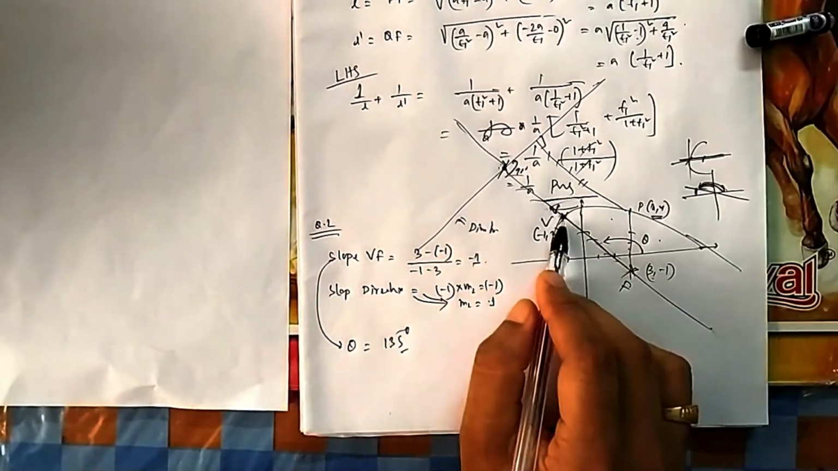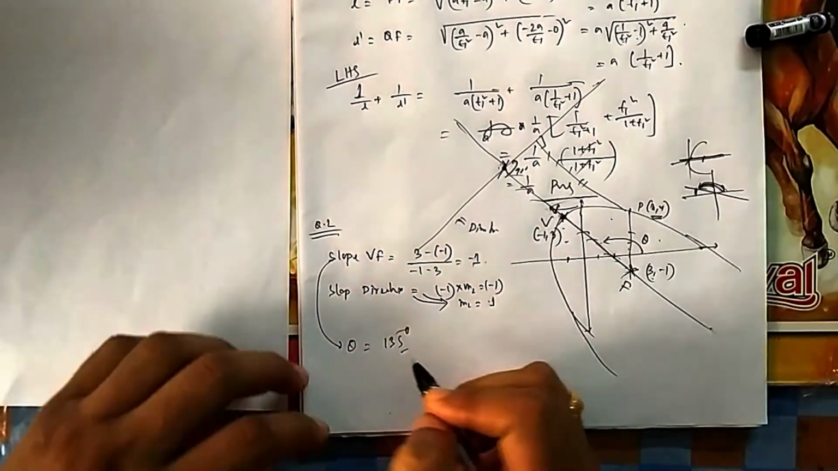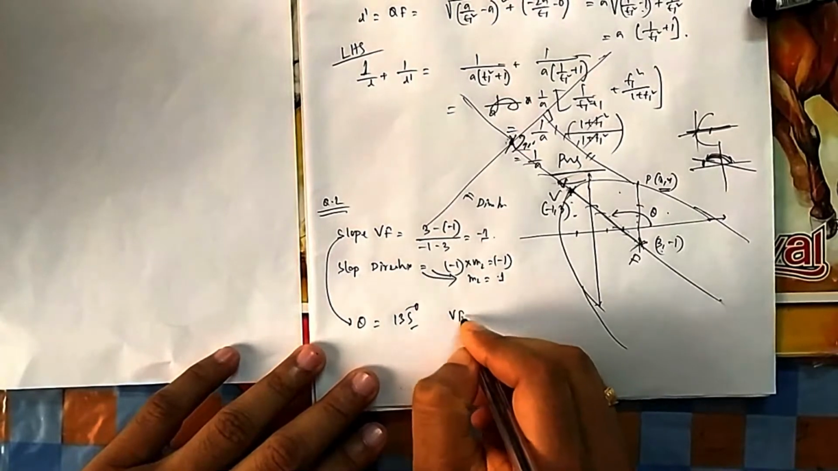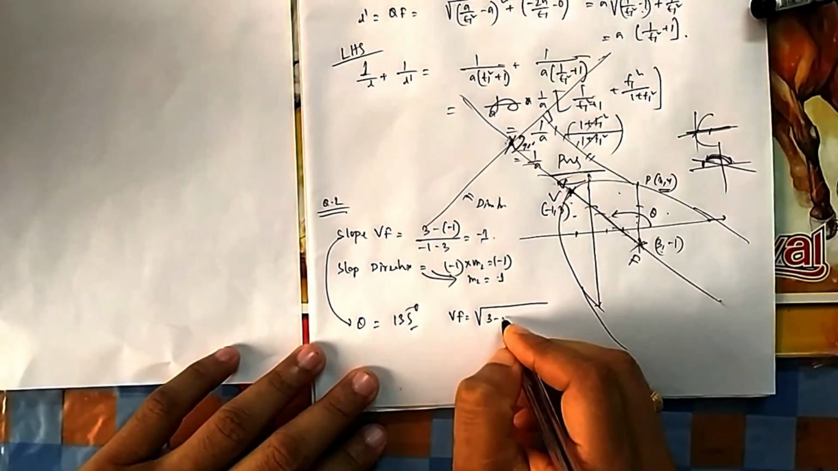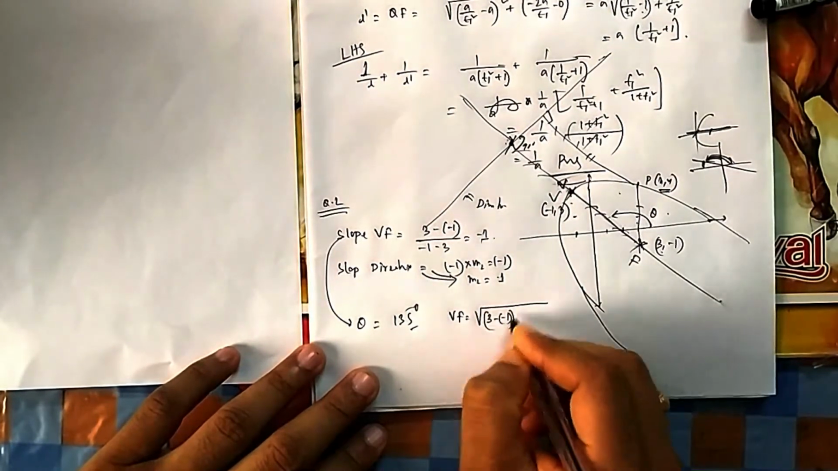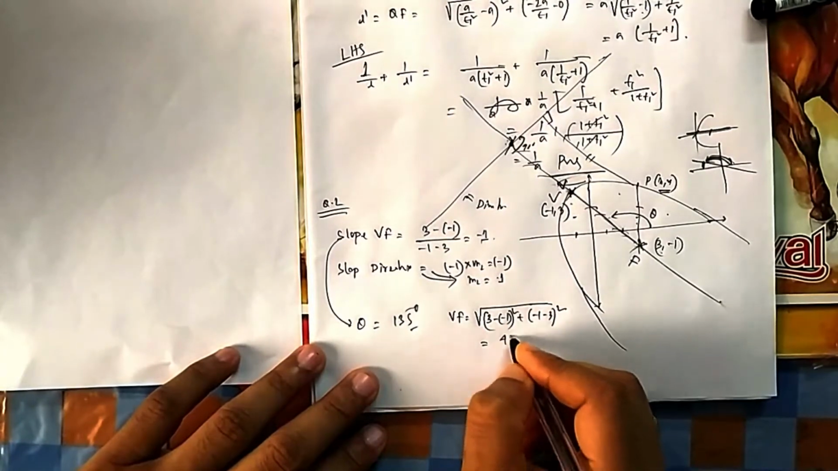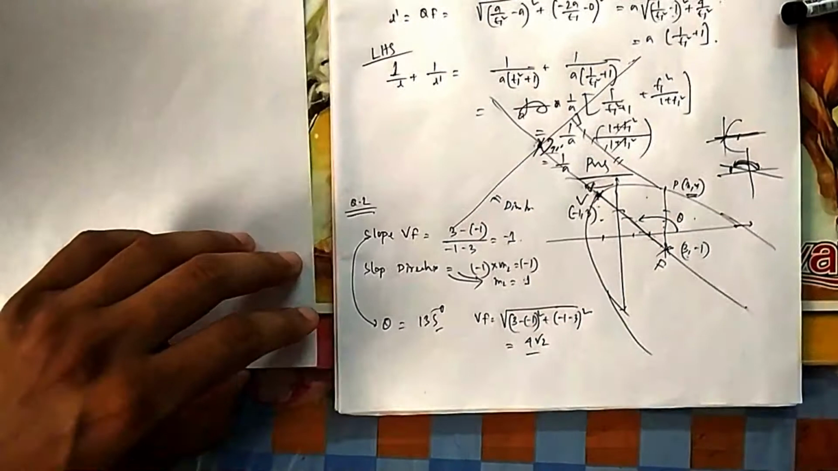It is a parabola. The distance between vertex and focus and vertex and directrix should be equal. This one we have studied in parabola properties. So what will be the BF length? (3 minus -1) whole square, then (-1 minus 3) whole square. Then it is 4 root 2. So you need to find a point which is at a distance of 4 root 2 from the point V.